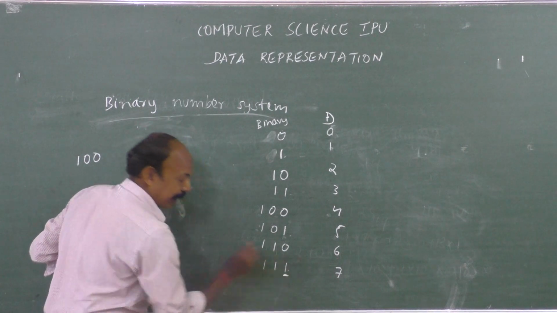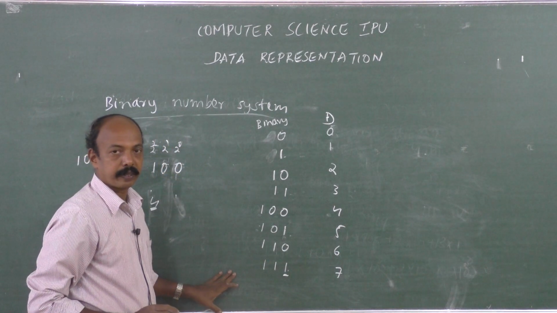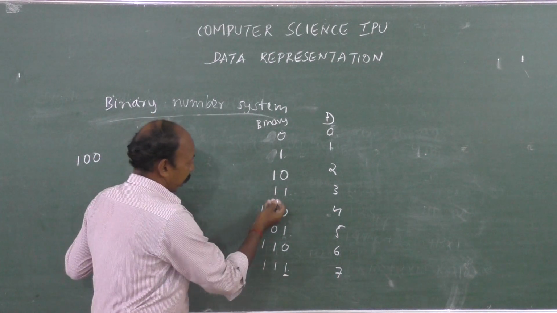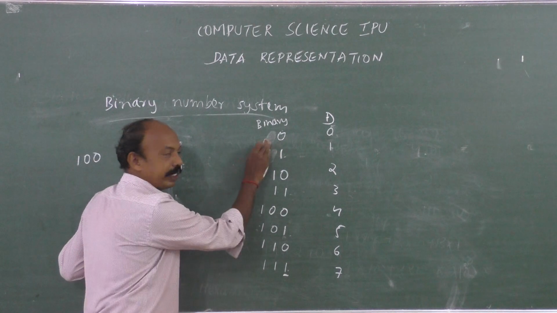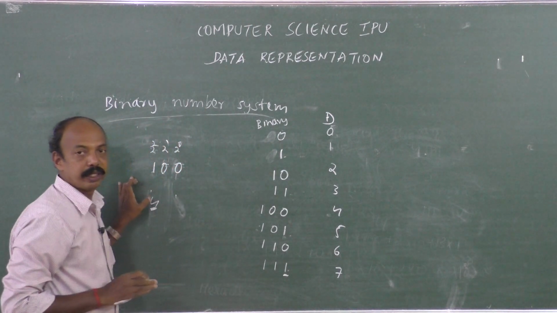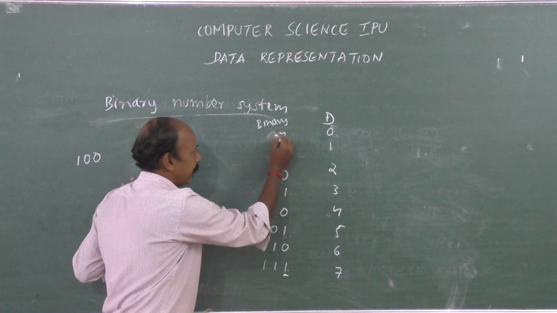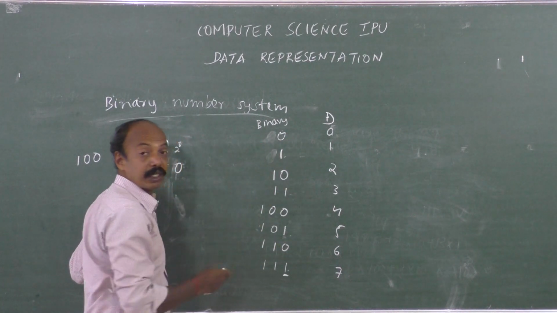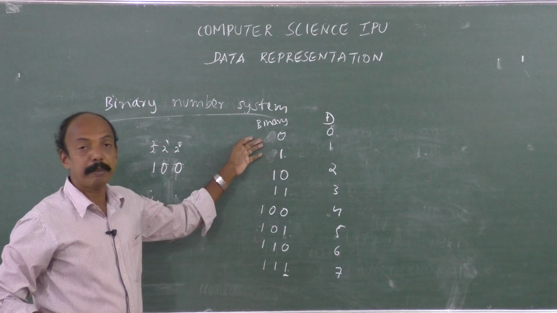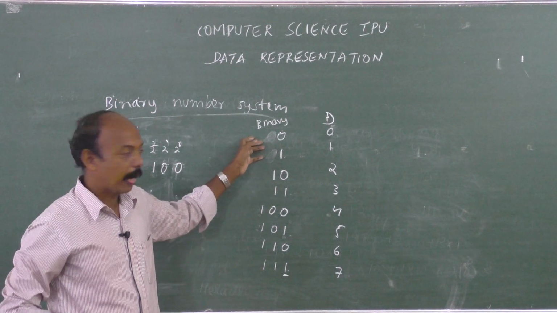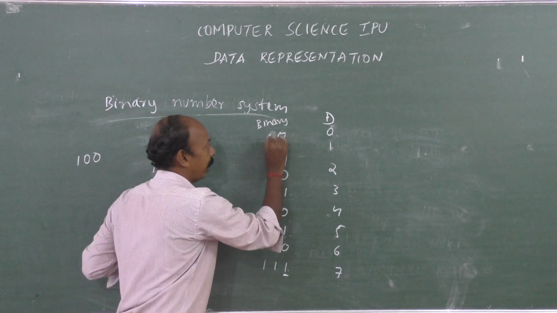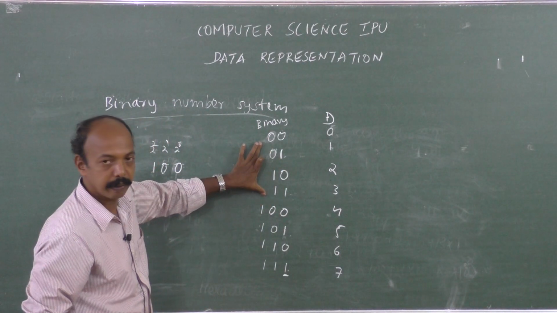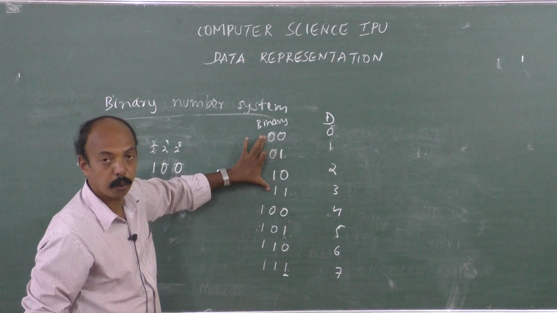Up to 7 we can write like this, with respect to 3 bits. If you add a 0 to the left side, the value doesn't change. So here you can write like this also, no problem. But suppose it has been asked to write the numbers with respect to 3 bits. What we have to do? Add a 0 to the left side. The value doesn't change. See, from here to here, now it is with respect to 2 bits.